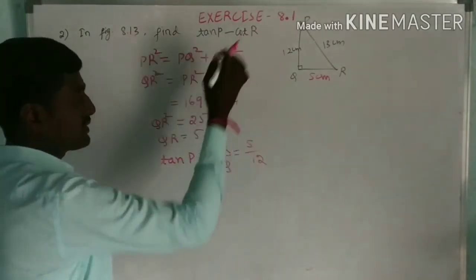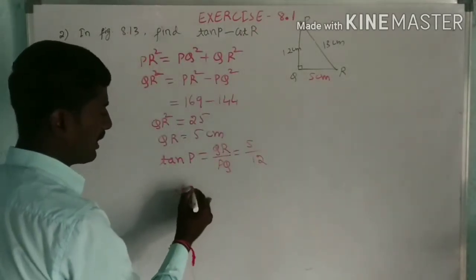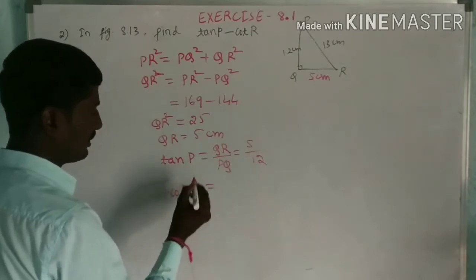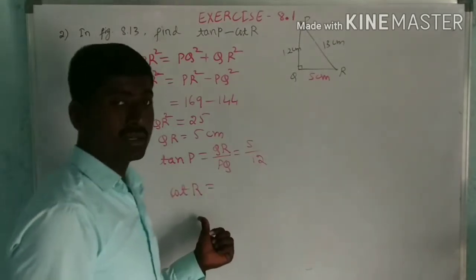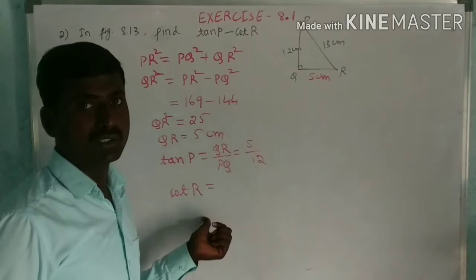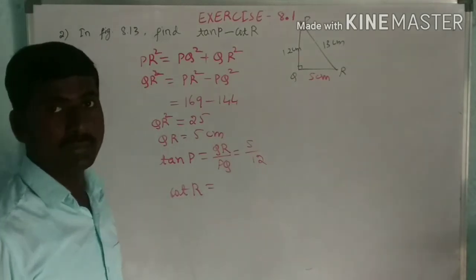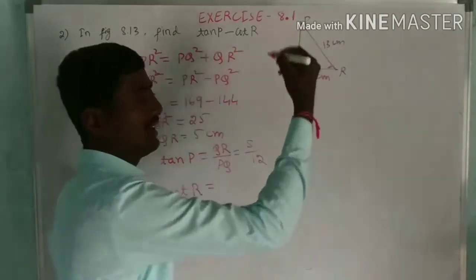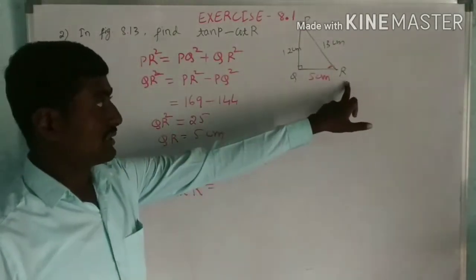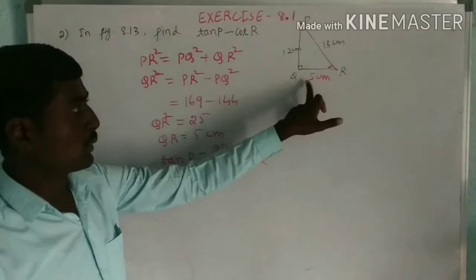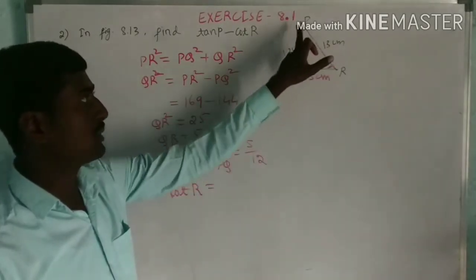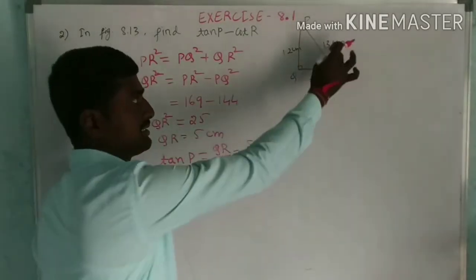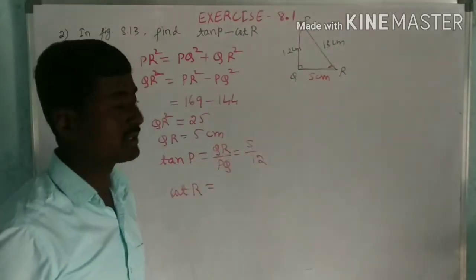Now another one I want is cot R. Cot R is equal to, cot is nothing but what? Adjacent divided by opposite. For the angle R, now we have to see for the angle R. So adjacent will be what? QR is the adjacent side, opposite will be PQ. This is the hypotenuse, common for both.